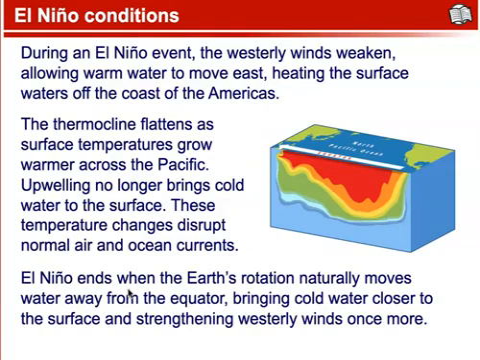El Nino ends when the Earth's rotation naturally moves water away from the equator. This brings cold water closer to the surface and strengthens westerly winds once more. Ocean water naturally moves away from the equator due to the rotation of the Earth. As surface water moves away from the equator and into the northern and southern hemispheres, colder water is brought to the surface. This process is called equatorial upwelling.